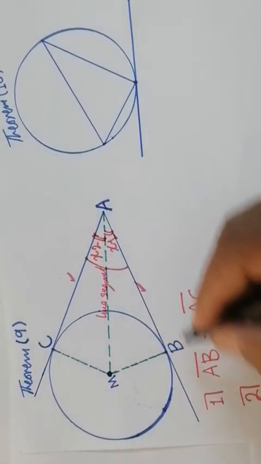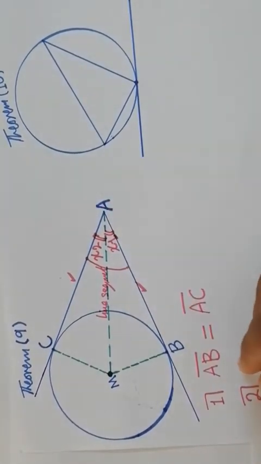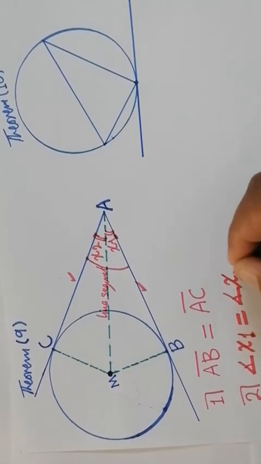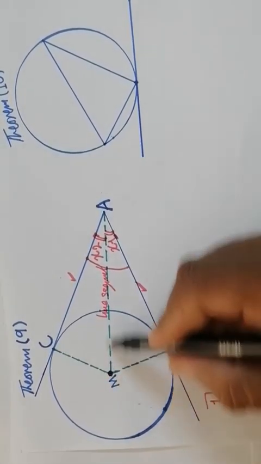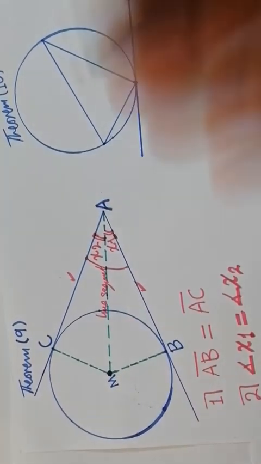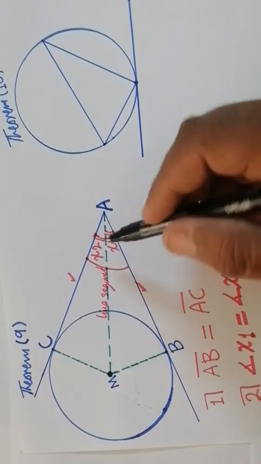Number 1, the two tangents are equal. Number 2, these two angles are equal. So angle x1 equals angle x2. The line segment that joins the center of the circle with the intersection point of the two tangents is like a knife. What does it do? Bisects the angle formed between them. So these two angles are equal.